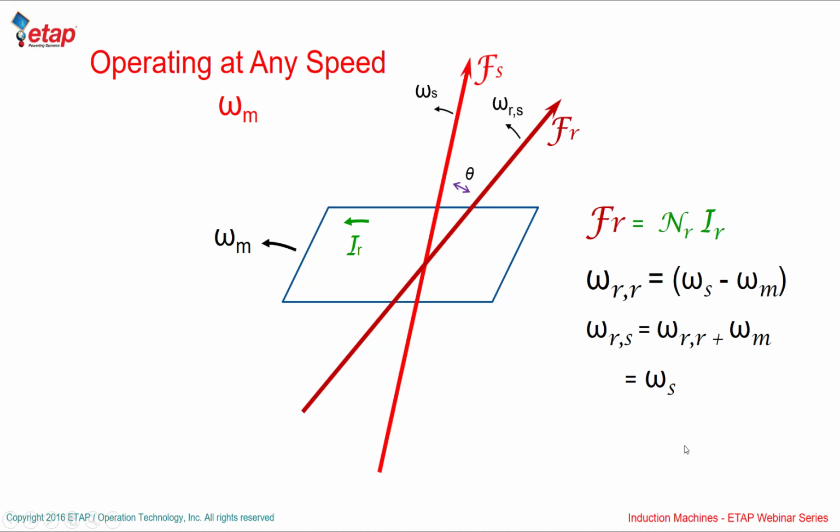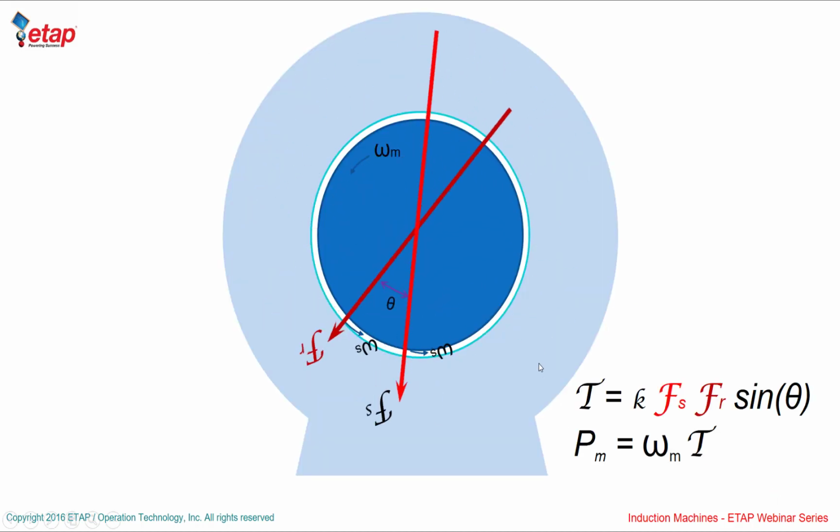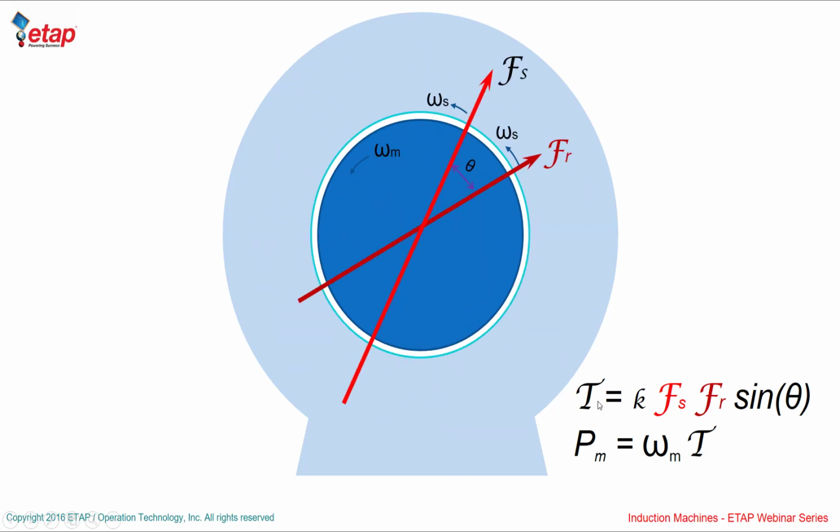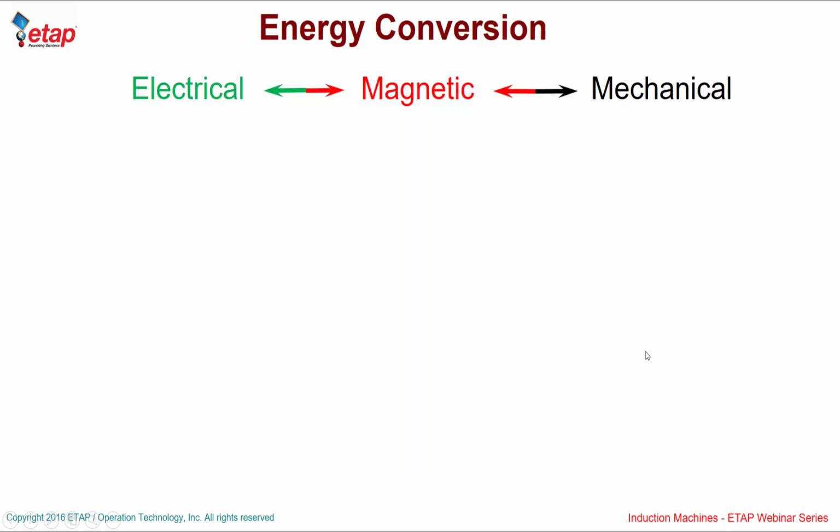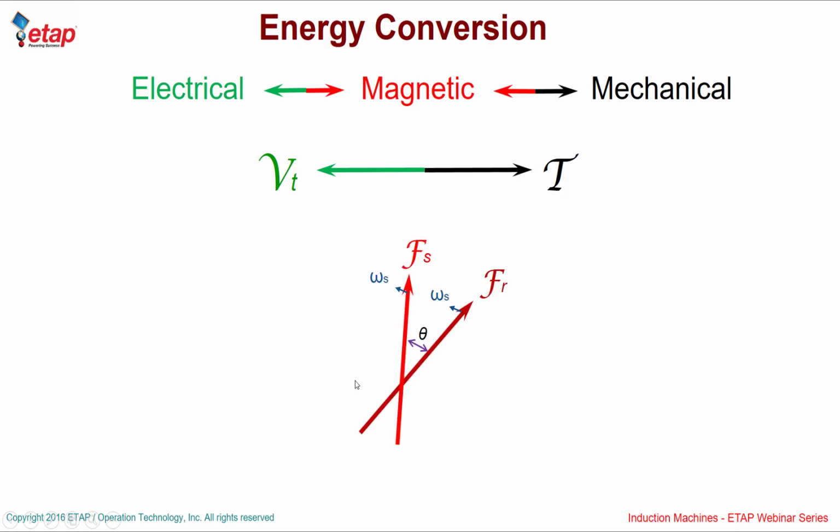And what do you get? You get an induction machine producing torque based on the MMF of the stator, the MMF of the rotor, and the sine of the angle between them. And P sub m, of course, is the speed omega m times your torque. So this is really the general concept of going from electrical to magnetic to mechanical energy. But in reality, we see a machine physically, we apply the voltage, and we get torque on the shaft side of the machine. And we don't really talk about the internal process, which is the magnetic energy.